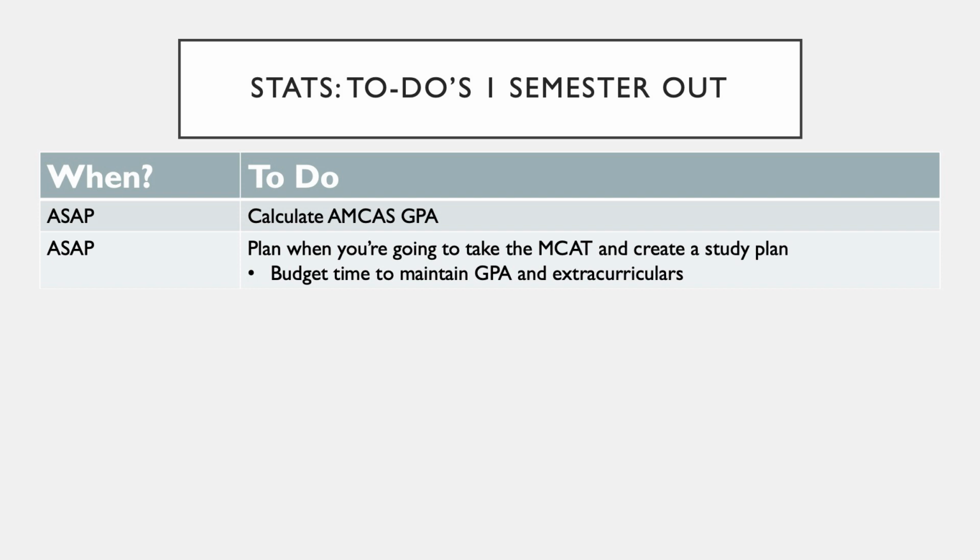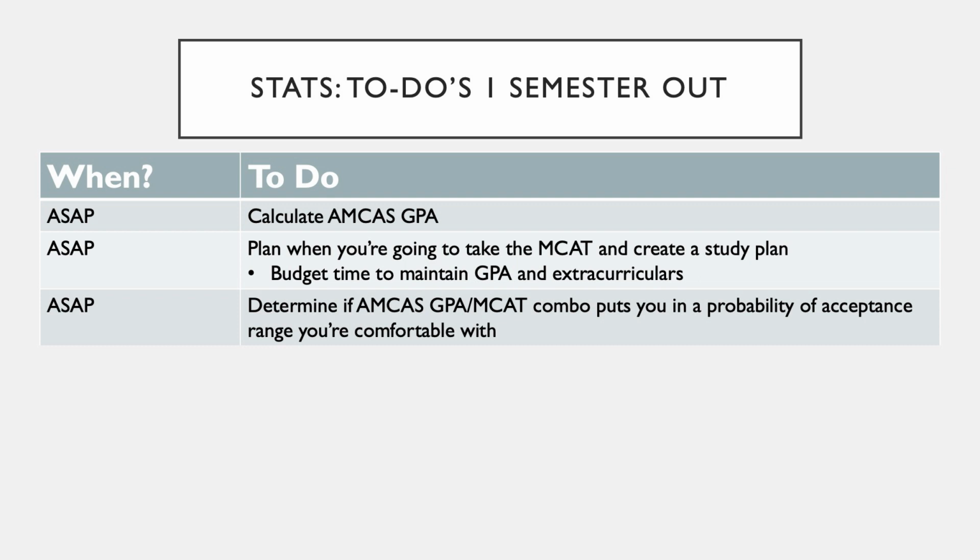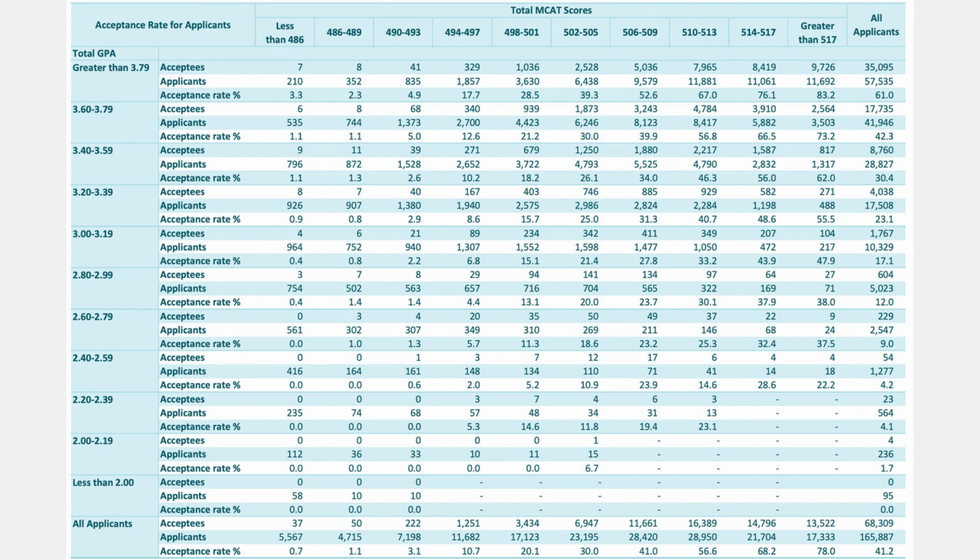If you already have an MCAT, next is to assess whether or not your GPA and MCAT combination puts you in a range of probability for acceptance that you're comfortable with. How do you determine this? This is a breakdown of the combinations of stats that applicants and accepted applicants had between 2020 through 2023.